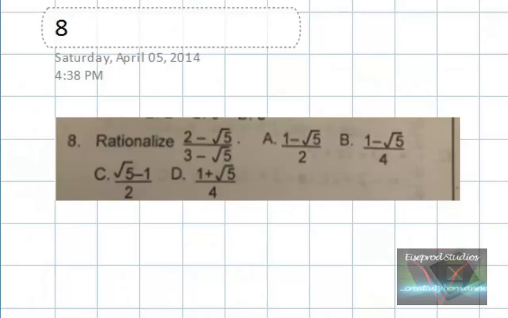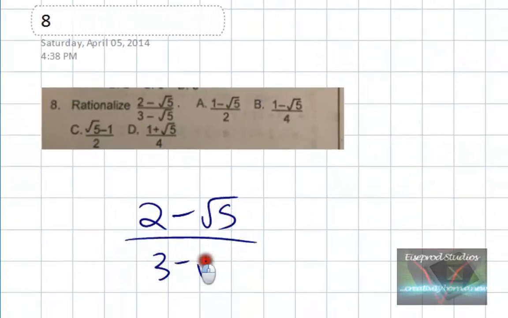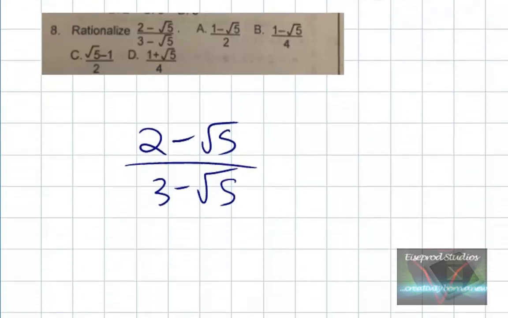So here we have question 3, and it asks us to rationalize. And we have 2 minus the square root of 5 over 3 minus the square root of 5. The reason why it asks us to rationalize is because you're not supposed to have something like the square root of 5 in the denominator.